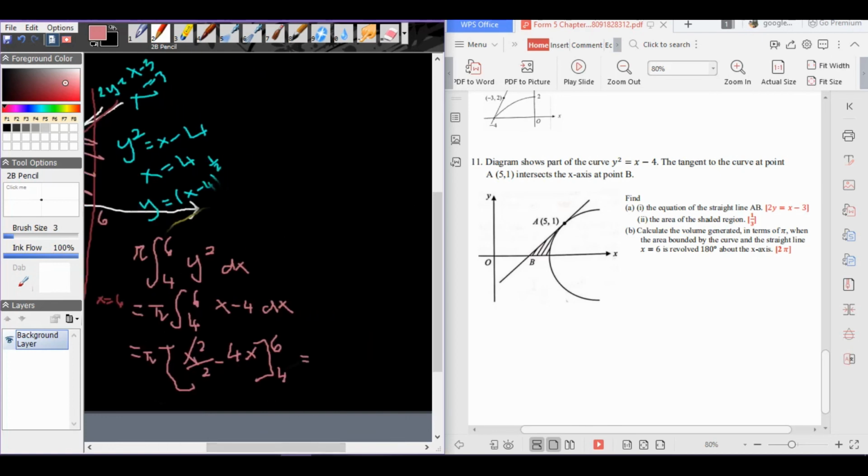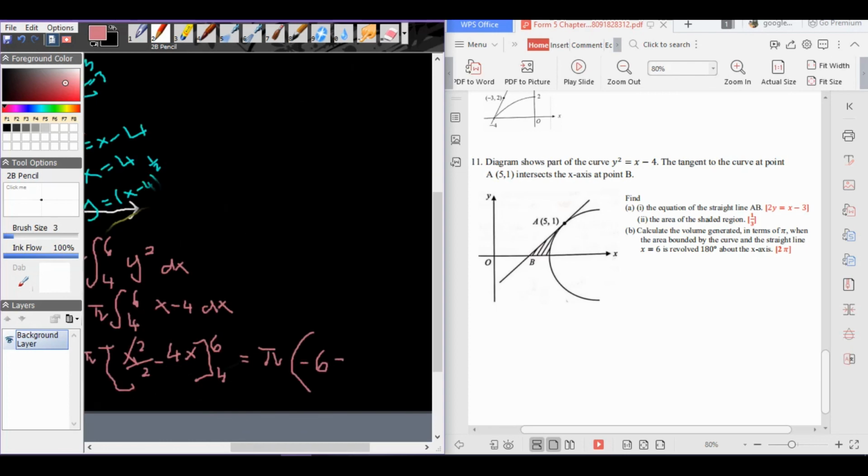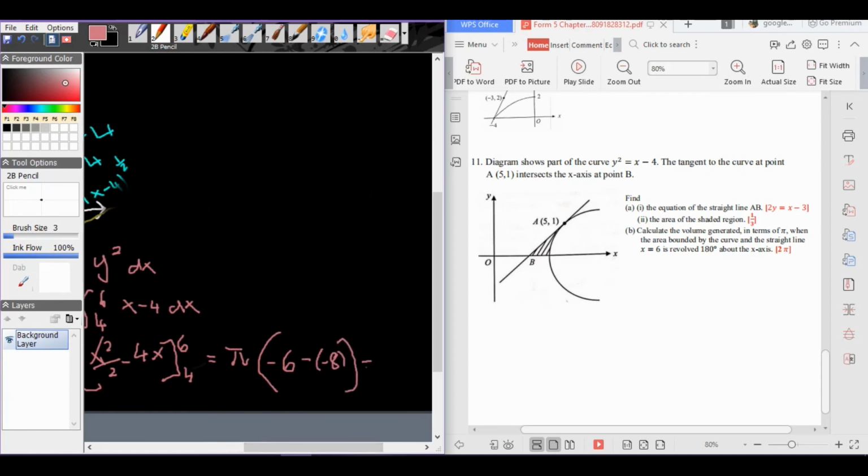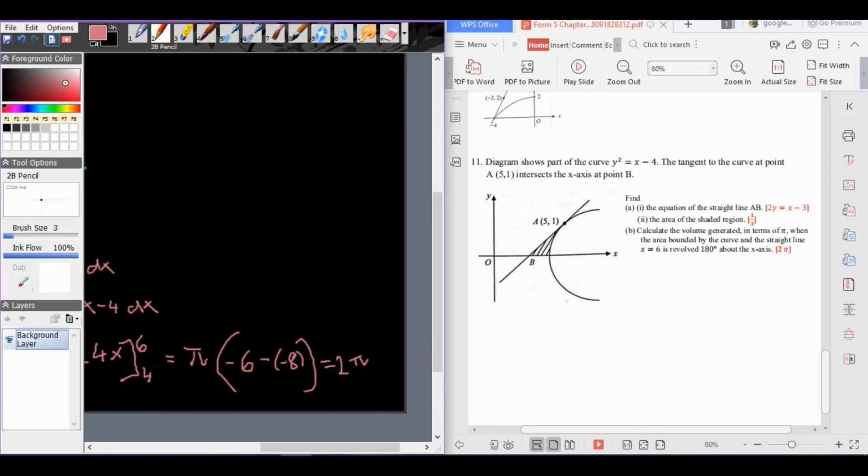So this equals pi times negative 6 minus... so negative 6 plus 8, you have 2 pi. So this equals 2 pi. This is the answer for 360 degrees. For 180 degrees, we have to divide it by 2, that is pi. So the answer for this one is pi, not 2 pi.